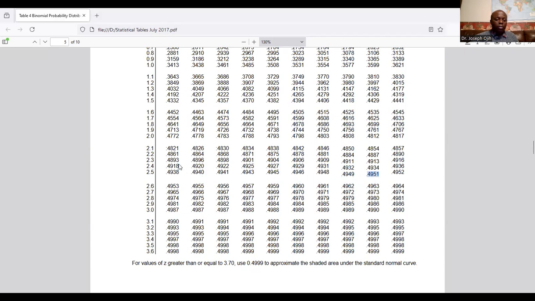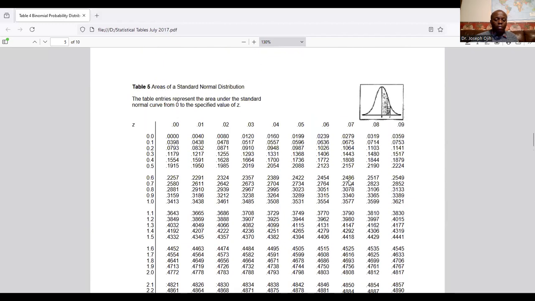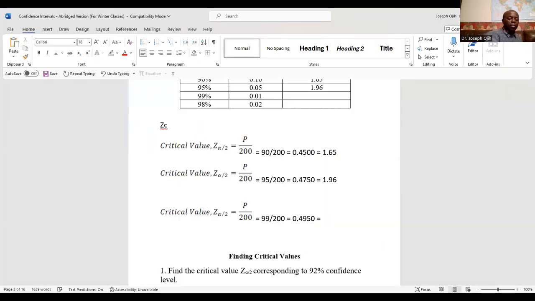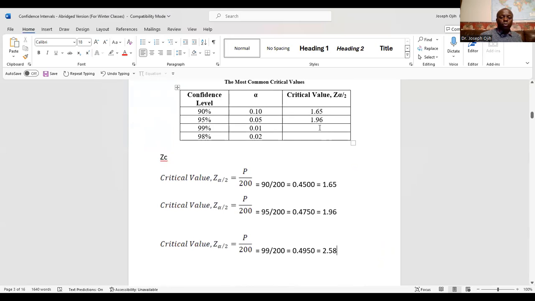Follow to the left, 2.5, and follow up, 8. It's going to be 2.58. 2.58. That is the critical value, 2.58. Okay. Right. So now that is how to do it.